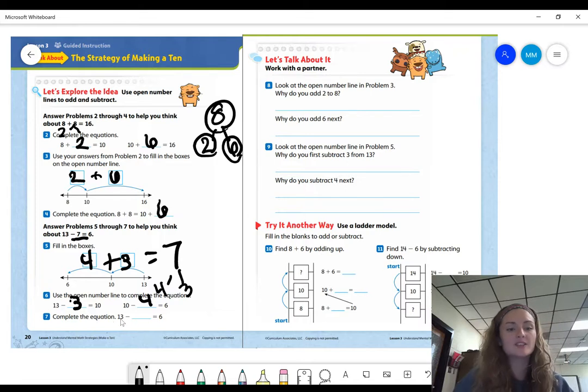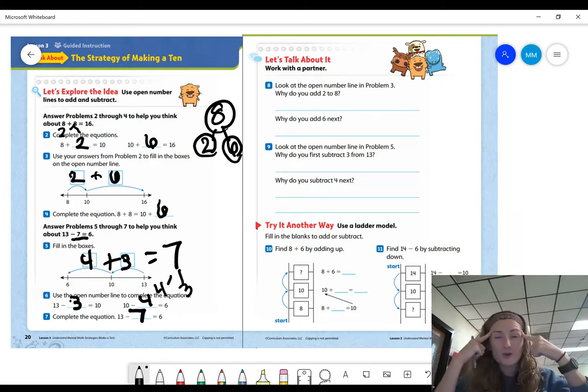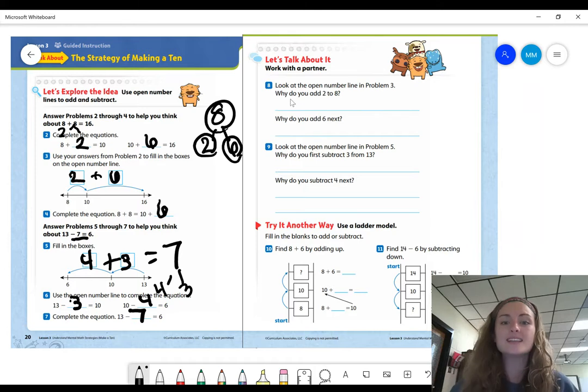Complete the equation. 13 minus blank equals 6. What did 3 and 4 make all together? 7. It's tricky, but that's why we have that growth mindset. Good learners do hard things. Let's keep going. It says, look at the open number line in problem 3.